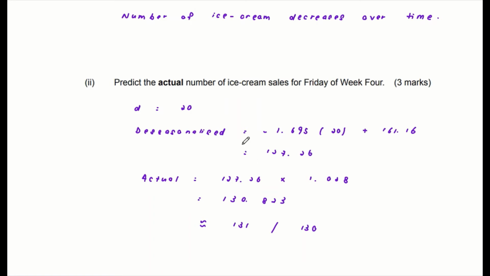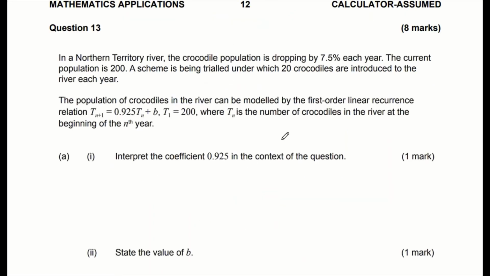So now next question. All right, 13. So this is a question regarding the crocodile population. So it's dropping by 7.5% each year. So the current population is starting from 200. Then after that, there is a project that 20 of the crocodiles are introduced to the river for each of the year. So you can see that this population can be modeled with a first order linear recurrence given by this. So the first, A1, the question one is to interpret the coefficient of 0.925.